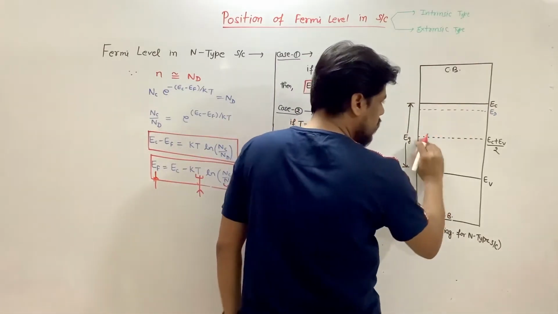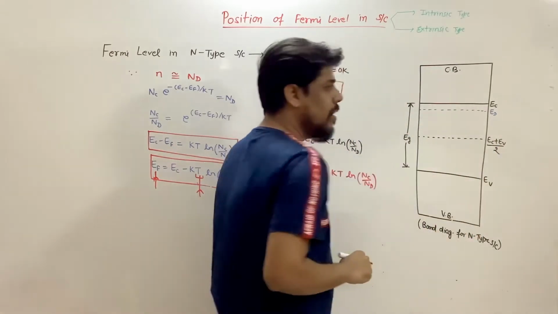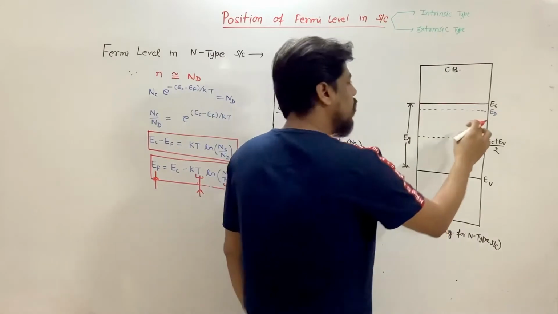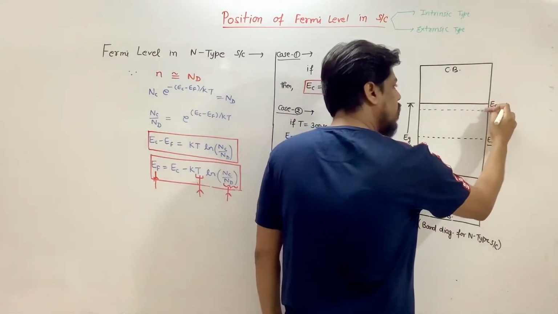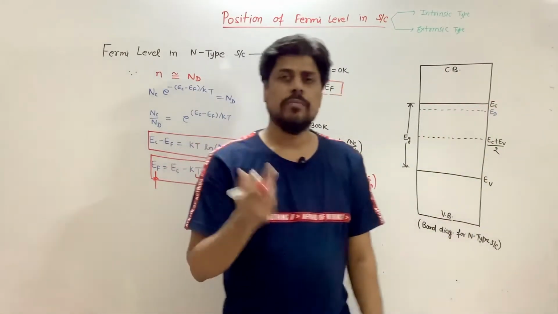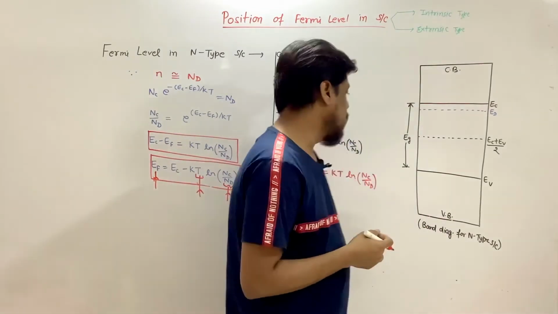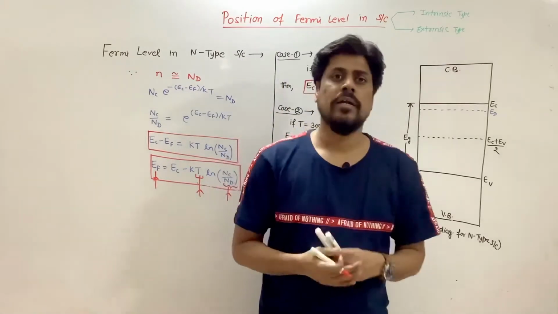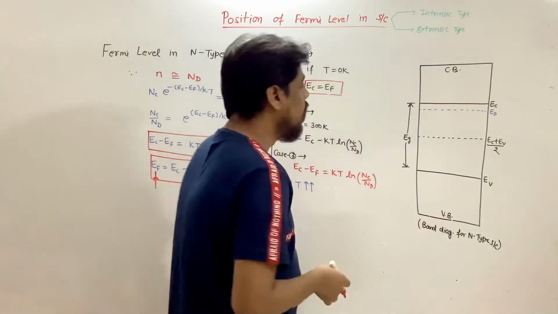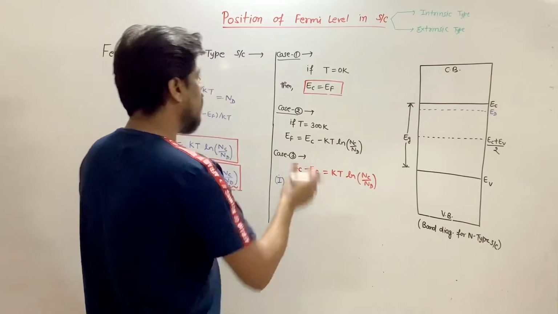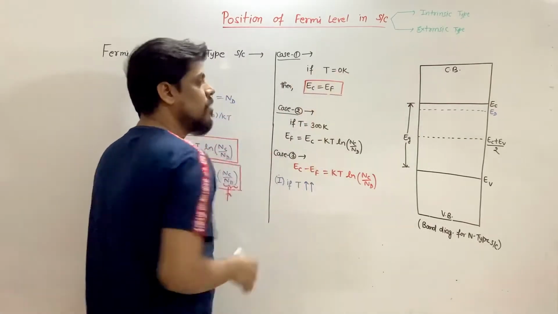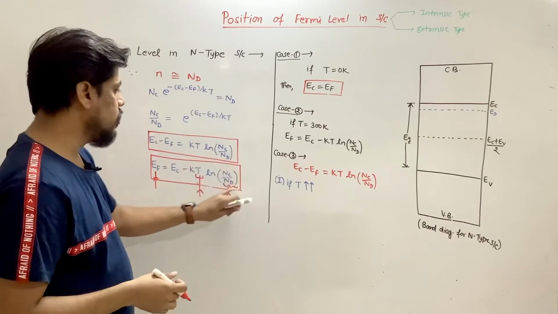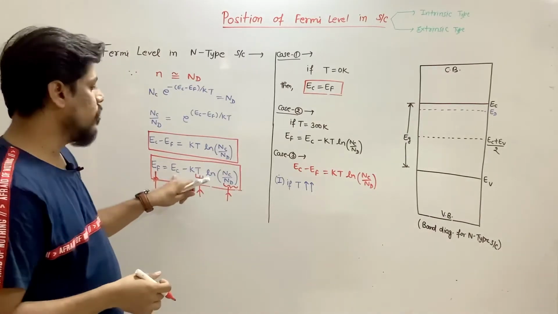The mid of these two is (Ec plus Ev) by 2, and for n-type semiconductor there is a donor energy level just below Ec, which is around 0.01 electron volt for germanium and 0.05 electron volt for silicon. This data we already discussed in extrinsic semiconductor. Here there are a few cases. Case number 1: suppose temperature T is equal to 0 Kelvin. Plug in T as 0 Kelvin, so this factor becomes 0. It means Fermi energy is equal to Ec.